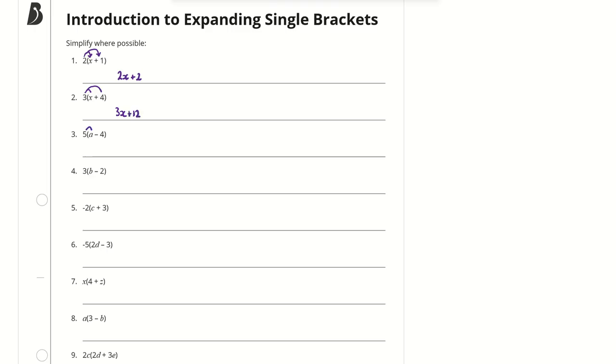5 times a times 5 minus 4. Well, 5 times a is 5a, and 5 times minus 4. Well, a negative times a positive is a negative, okay? Or if they're different signs, it's a negative. So a negative times a positive is also a negative. So that's going to be negative 20.